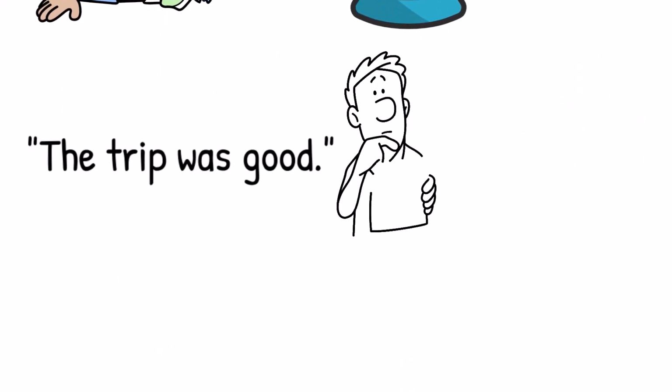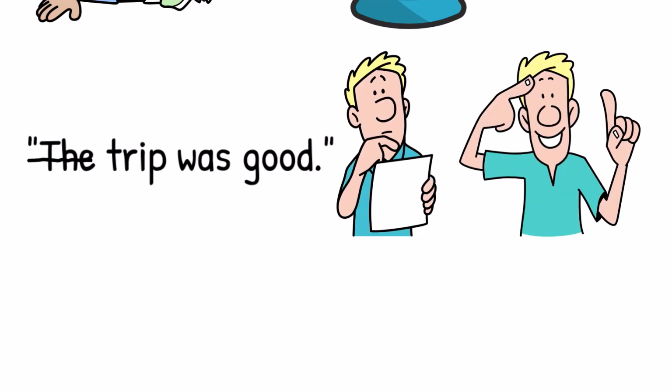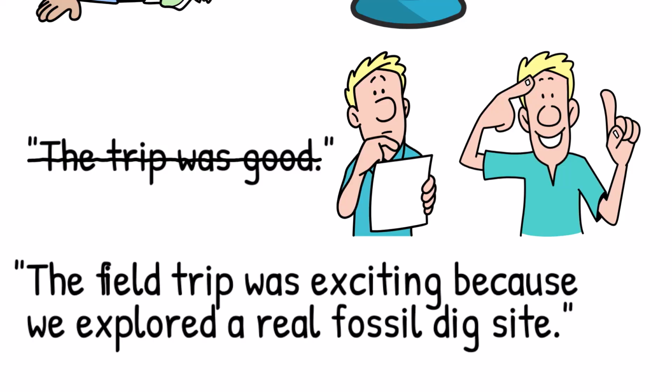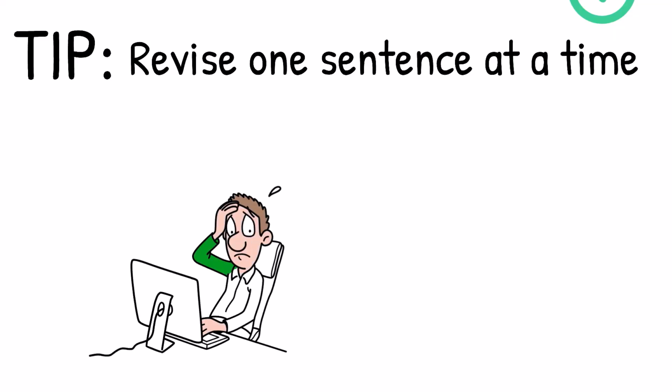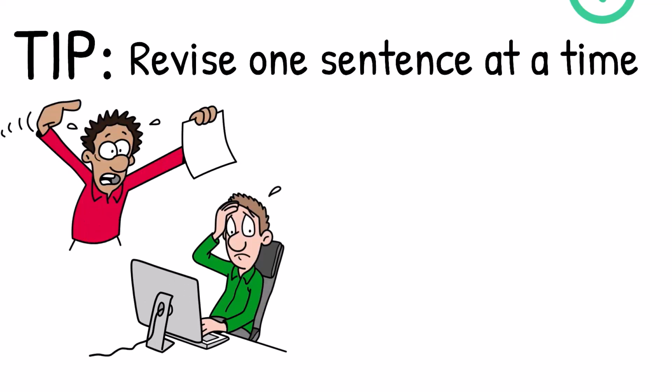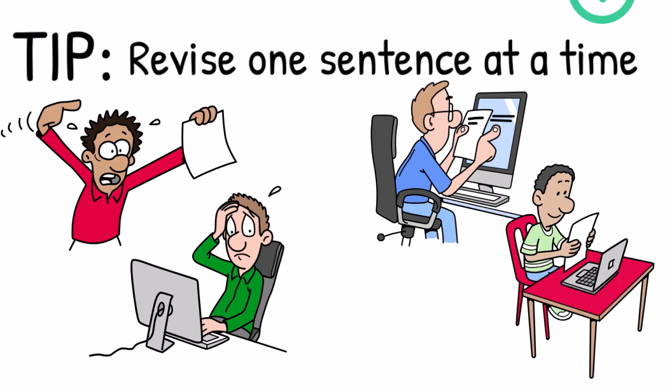Example, a student writes, "The trip was good." When comparing the sentence to their intended idea, they may realize they actually meant to explain why the trip was exciting or memorable. They might revise it to, "The field trip was exciting because we explored a real fossil dig site." Teacher tip: encourage students to revise one sentence at a time. Many students try to revise the entire piece at once, which can feel overwhelming.